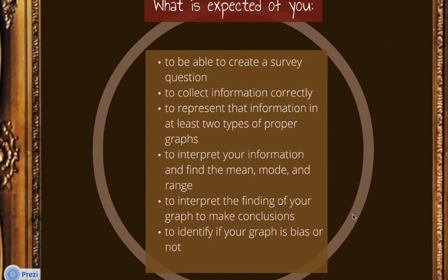What is expected of you? For the end of unit assignment, you're expected to be able to create a survey question, to collect information correctly, to represent that information in at least 2 types of proper graphs, to interpret your information and find the mean, mode, and range, to interpret the findings of your graph to make conclusions, and to identify if your graph is biased or not.